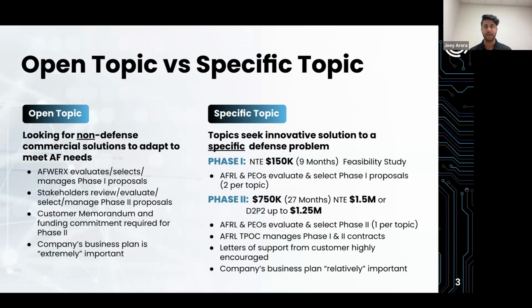And the key thing to note on the AFWorks budget side is about 40% of their $1 billion plus budget goes to open topic, and about 40% goes to specific topic each year. So there's about $400 million, and out of that, there's multiple cycles throughout the year as well.